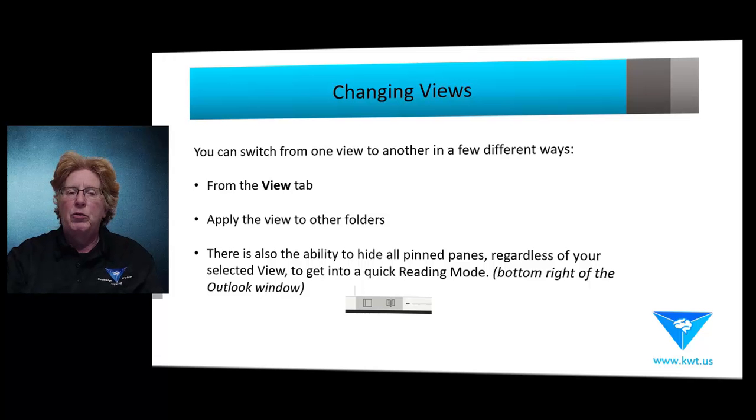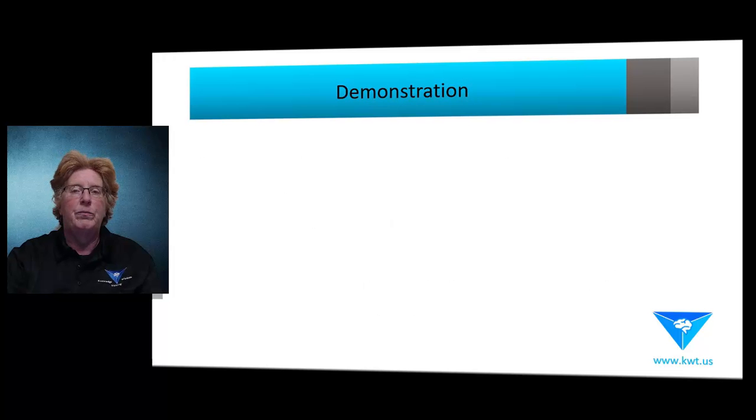And remember, we went through this before, there is the quick reading mode, which is in the bottom right of your Outlook window, where you can hide all your pinned panes, regardless of what view you have selected, to give yourself more space for the email list and the reading pane. So that's just another thing to keep in mind as you are working with views and changing the view setups.